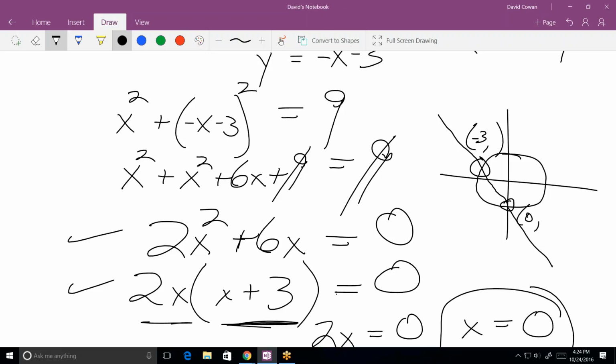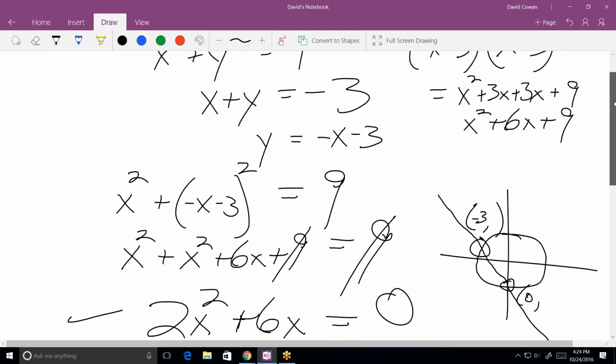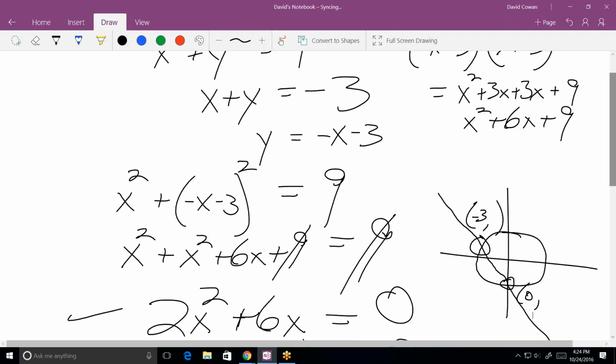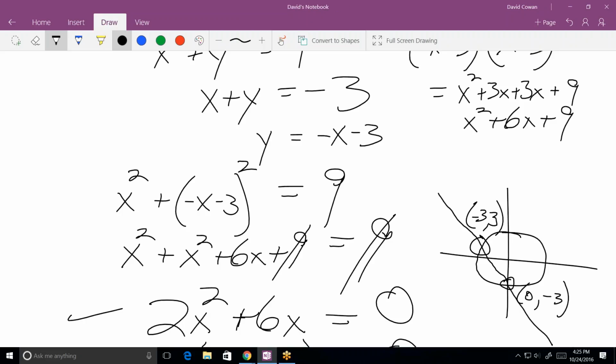And if you plug them into either equation, you get the y coordinate. Notice that if I plug it into this equation where x is 0, then y equals minus 3. That's that y coordinate there. And if I plug in x of minus 3, I get a y of plus 3. And always use the easier one of the original equations to solve for the second variable. Whether you're using substitution or elimination, you're always solving for one variable first.